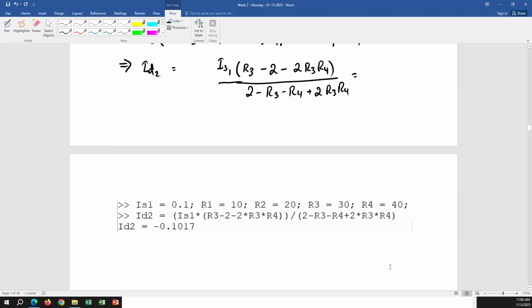That means the assumed direction of ID2 current is opposite. It's not the same direction, it's the opposite direction. Getting the same result? No? Okay, oh, it's a typo. Okay. So now power. Go back.